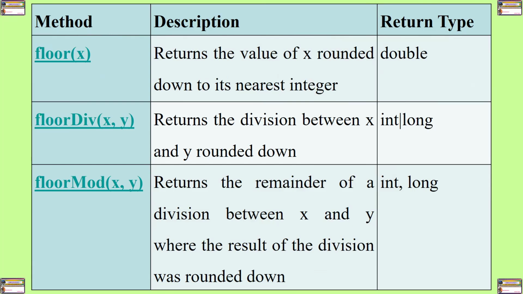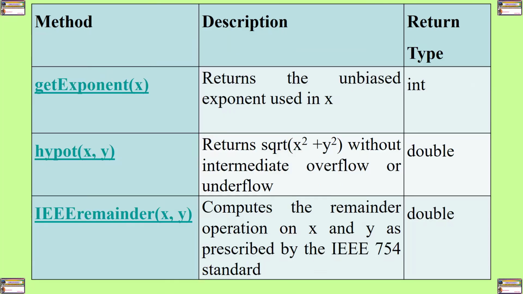FloorMod. FloorMod, if you pass two values to floorMod, where the first value is x and the second value is y, it will return the remainder of the division of the first value by the second value, where the result of the division is rounded down. So it will return data of type integer or type long. GetExponent. If you pass a value to the method called getExponent, for example value x, it will return the unbiased exponent that is used in the value x. So the data it will return is of type integer.